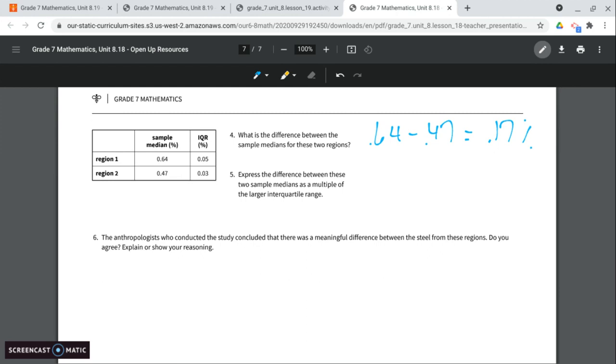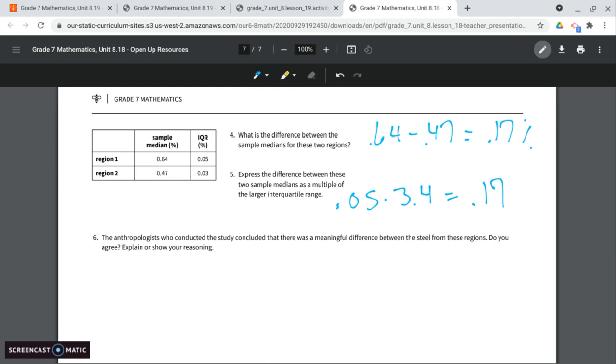Express the difference between these two sample medians as a multiplier of the larger interquartile range. So 0.05 times 3.4 is going to give us 1.7. So if we took the 1.7 and divided by the 0.05, we would get that.